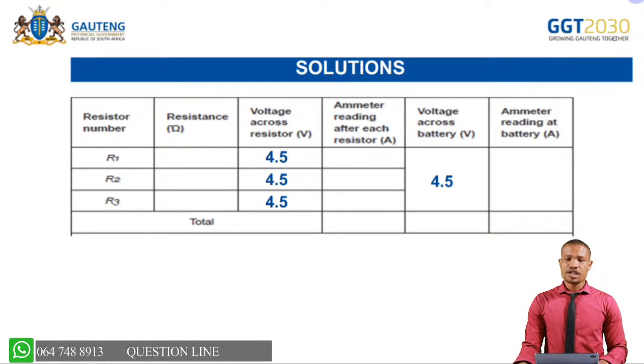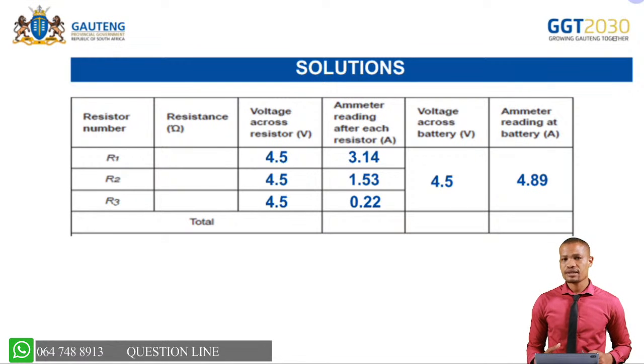Then we measured current. The total current that was measured across the battery was 4.89 amps. And the current across the first resistor was 3.14 amps. Across the second resistor, it was 1.53 amps. And across the third one, it was 0.22 amps. Now, to find the total current that is across those resistors, we want it to be equal to the current coming from the battery.